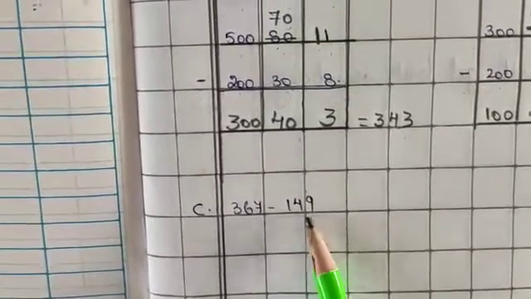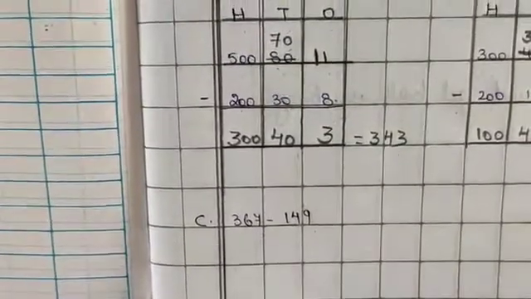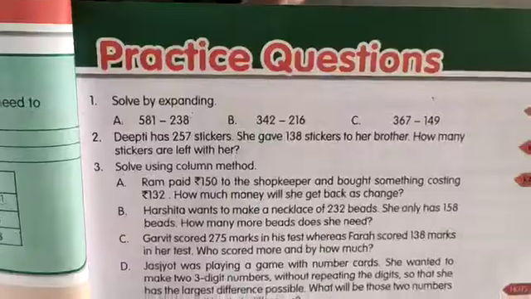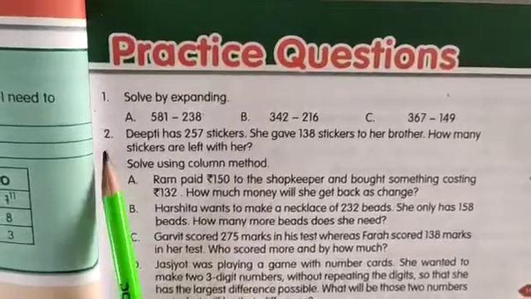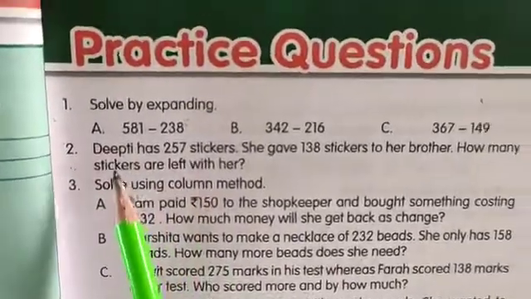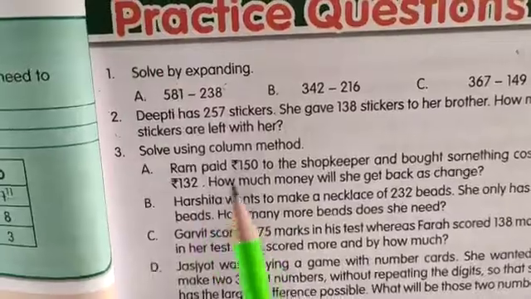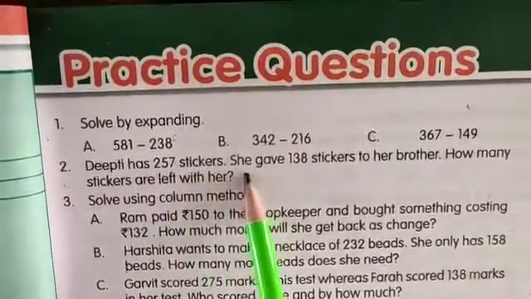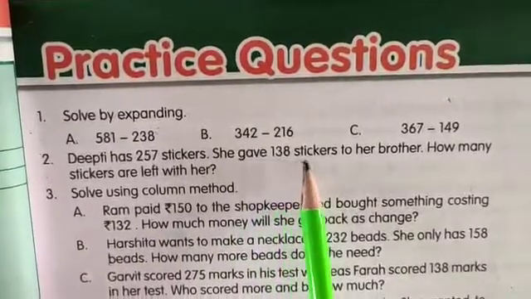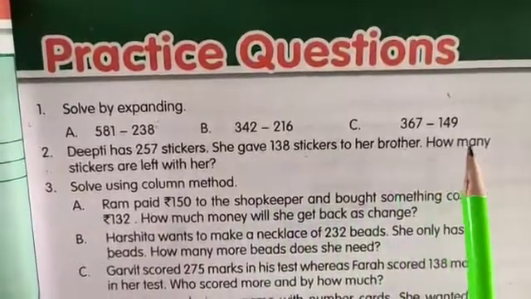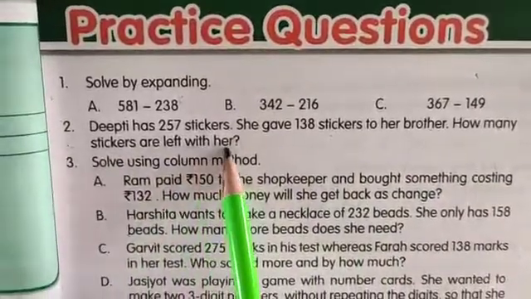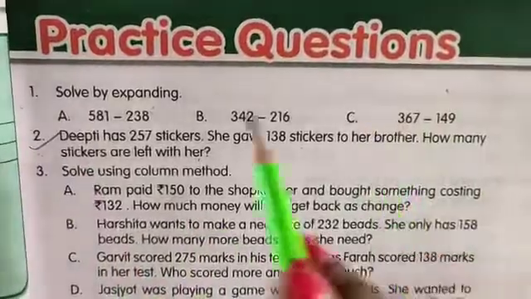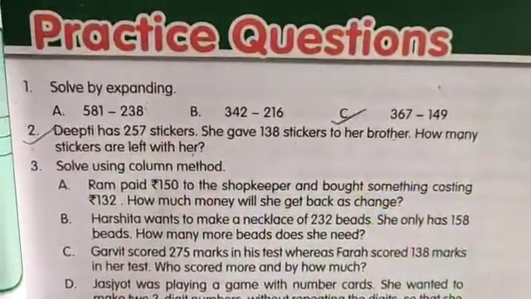Now look at the C bit. 367 minus 149. So children, this one you have to do as homework. Okay children? Look at the second one, here second bit. Deepthi has 257 stickers. She gave 138 stickers to her brother. How many stickers are left with her? The second one you have to do as homework, and the C bit in the first question also as homework.